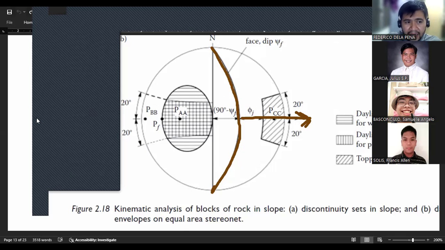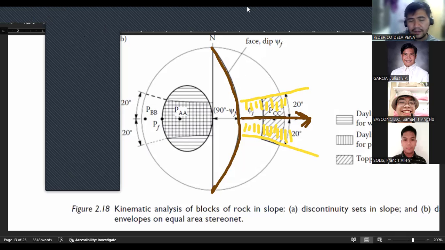So if we're gonna represent criteria one, let's pick color yellow for example. It would be like this. Okay. So it means all the planes, all the arcs whose tangents are inside this zone are actually eligible for planar failure. Okay. Now we have a problem. Our problem here is that we actually want to use the pole plot for the stereonet for analyzing planar failure. So that's the standard.